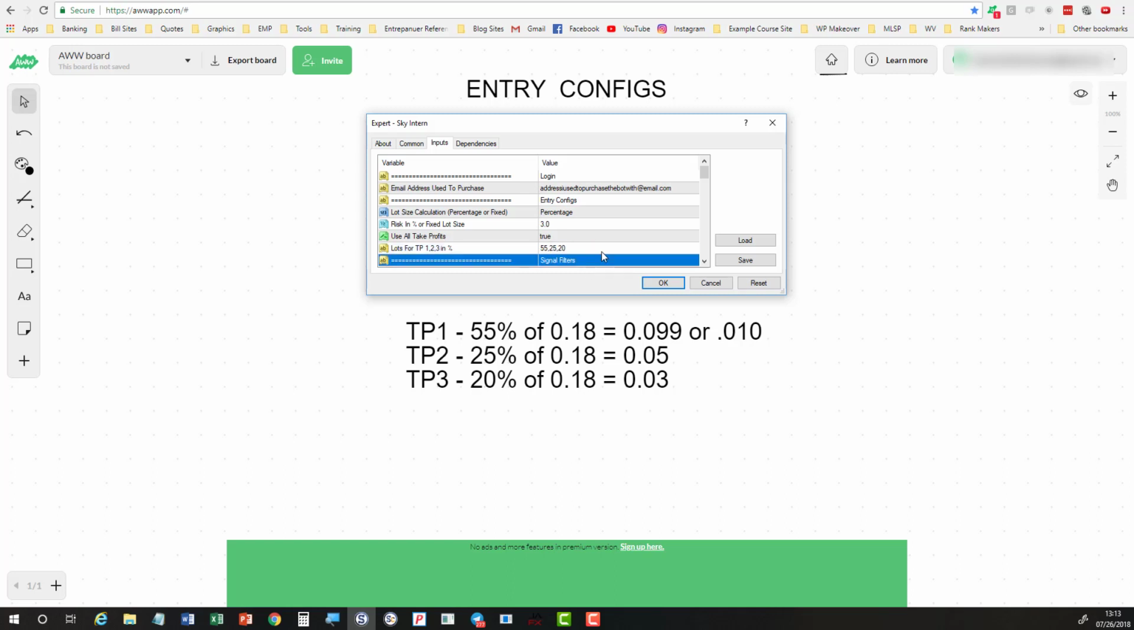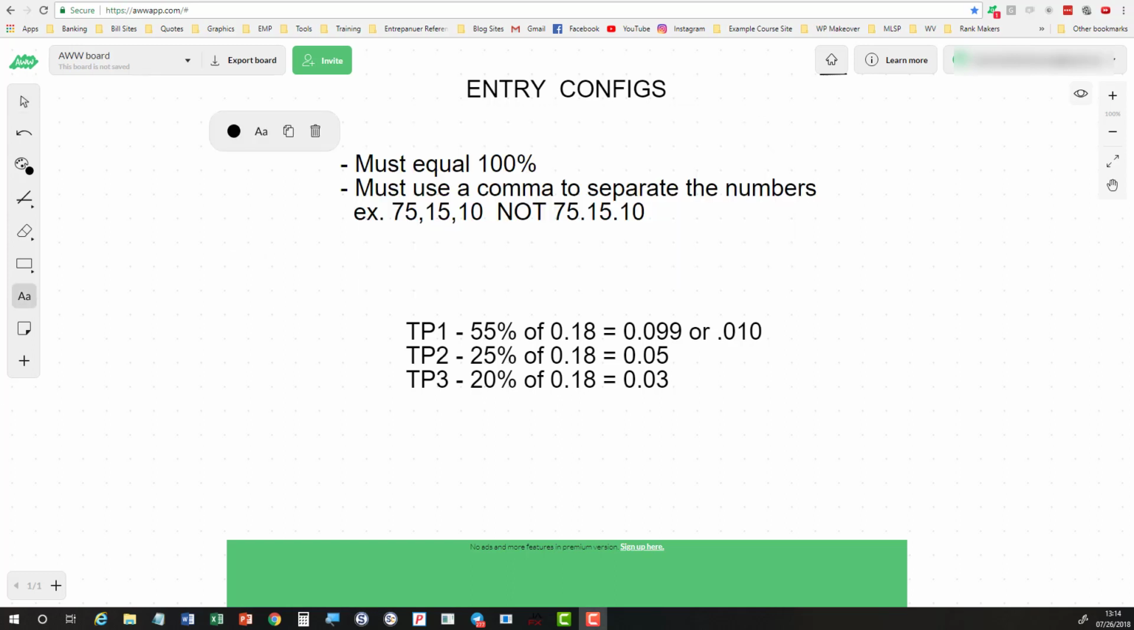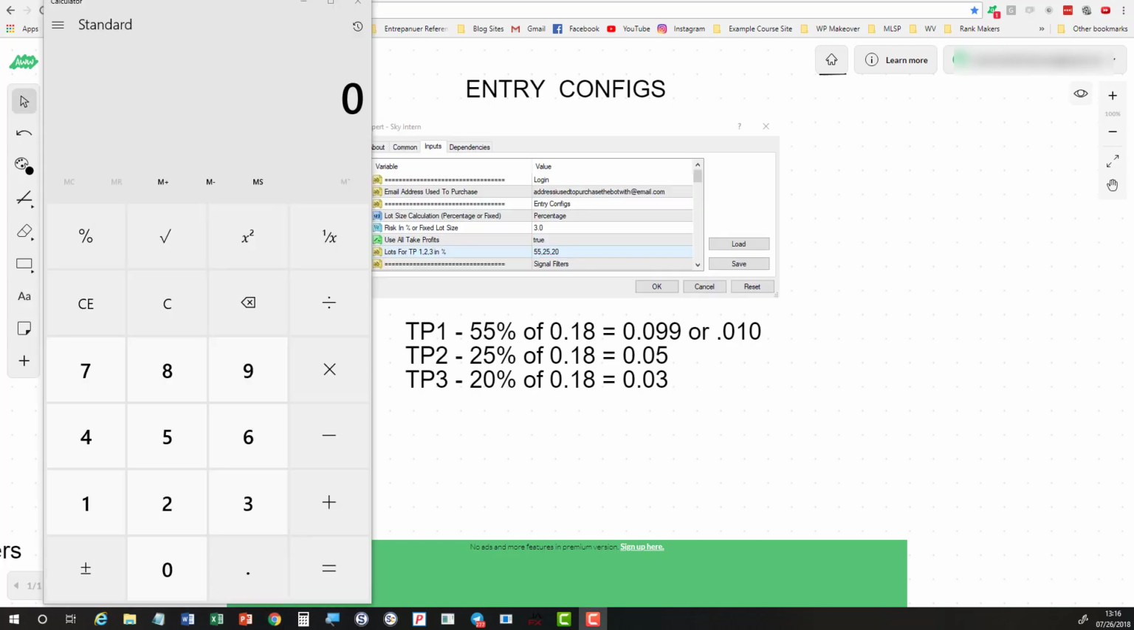The key things that you want to remember, though, is that first of all, the numbers must equal 100%. All 3 numbers, when you total them up, must equal 100. And you also must use a comma to separate them. There's no space in between the numbers. It's just number, comma, number, comma, number. Make sure you do not use a period. So that's how that breaks down.